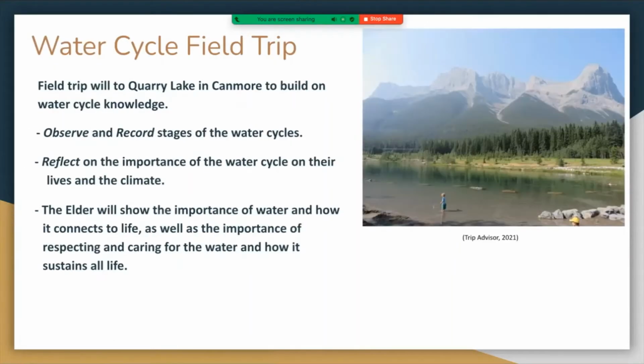Our lesson will be a field trip to Quarry Lake and Canmore to build on the water cycle knowledge. Students will observe and record stages of the water cycle, reflect on the importance of the water cycle on their lives and the climate, and an elder will join us to show the importance of water and how it connects to life, as well as the importance of respecting and caring for the water and how it will sustain all life. The reflection will be stressed as it is an as-learning assessment and will ground the students' learning and provide touch points to the climate as a whole.